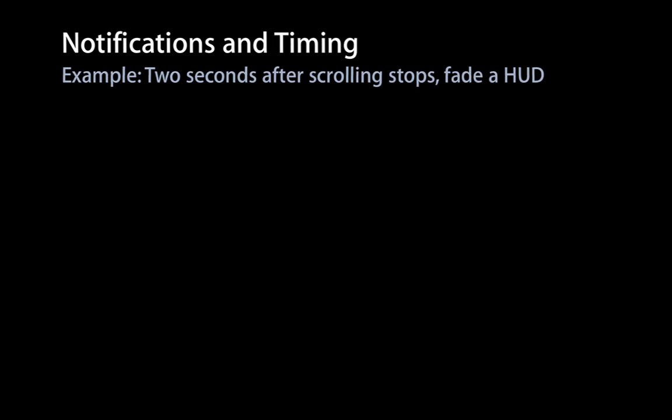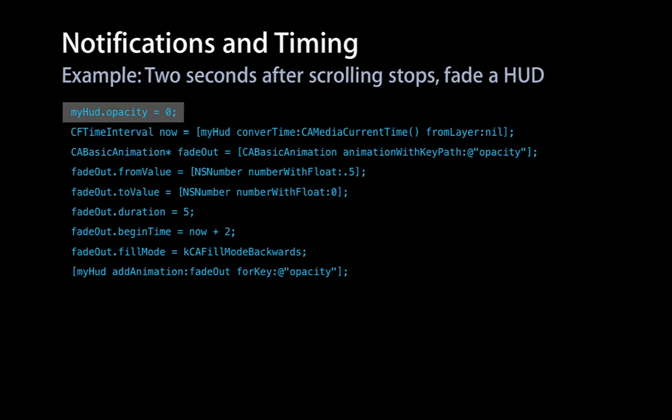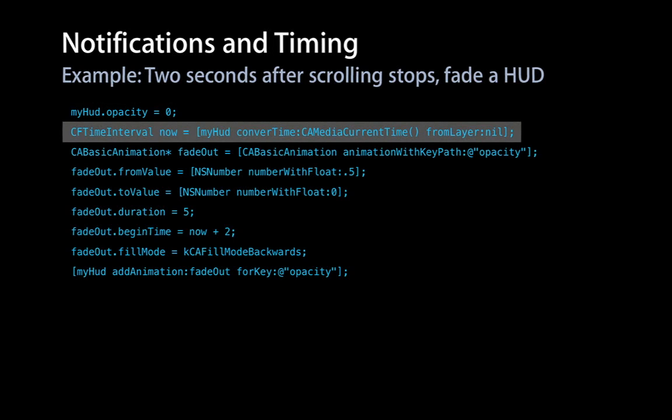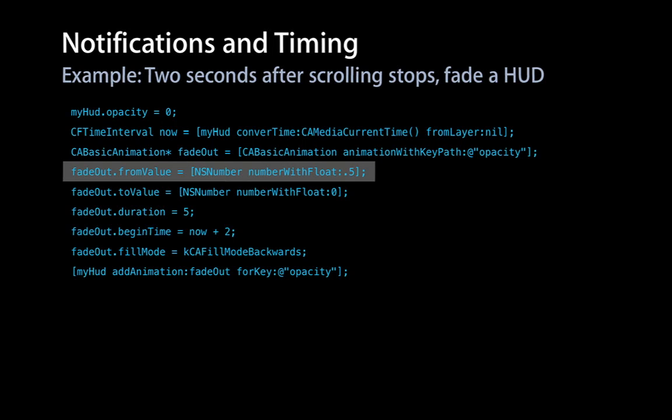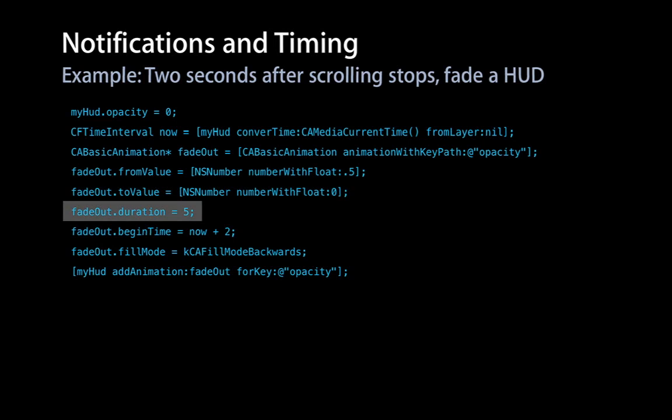Say you've got a scroller in your application, and while scrolling's happening, you have a heads-up display. And when scrolling finally ends, you want to fade that HUD away, but you want to do it after, say, a 2-second delay. So sort of a real-world example. Firstly, we set the opacity of the HUD to 0 because we do want the model to be changed after this is completed. I do the time conversion, which I've already discussed, and our animation will call fade out. Its from value is 0.5, say, and its to value is 0. We want to make the fade last 5 seconds. And here's the key thing, we'll set the begin time to now plus 2. So this animation begins after 2 seconds.